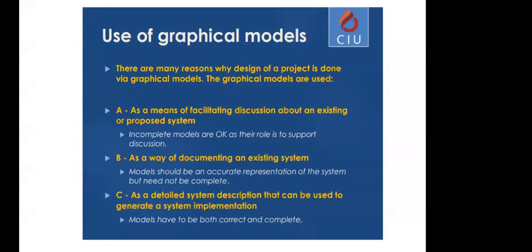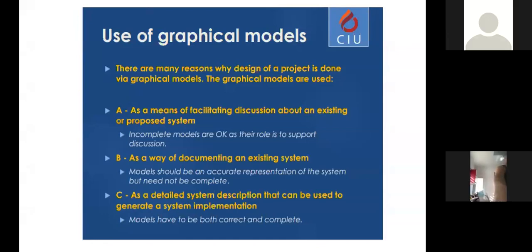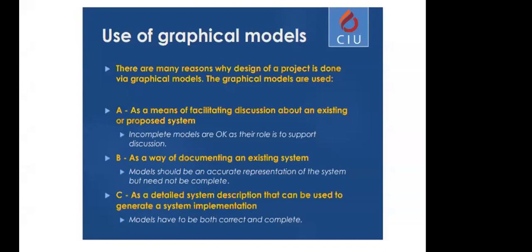In the next part, the second part of system modeling, we're going to look into these diagrams one by one, starting with the activity diagram as the first one. Before doing that, let's look at the graphical models.